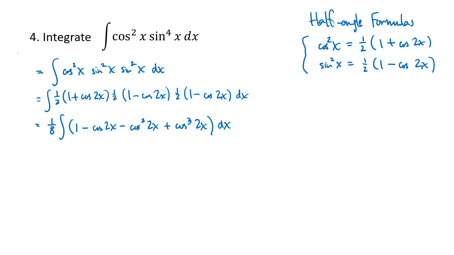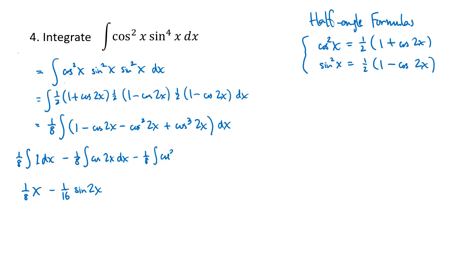So let's do those. We've got 1/8 times the integral of 1 dx. Not too much going on there. That's just going to be 1/8 x. And then we've got 1/8 times the integral of cosine of 2x dx. Again, not too hard there. That's a simple u equals 2x substitution. And so that's going to give us minus 1/16 sine of 2x. Then we've got minus 1/8 times cosine squared of 2x.